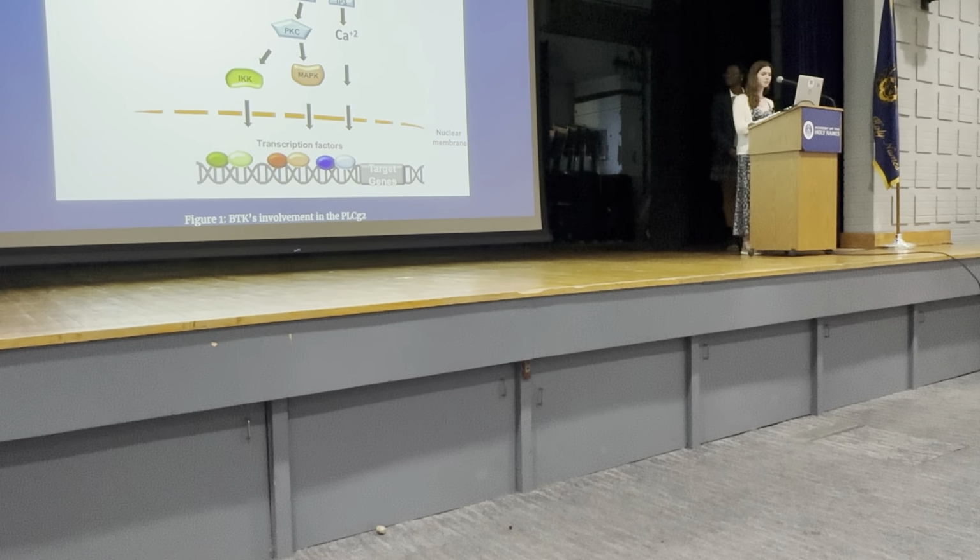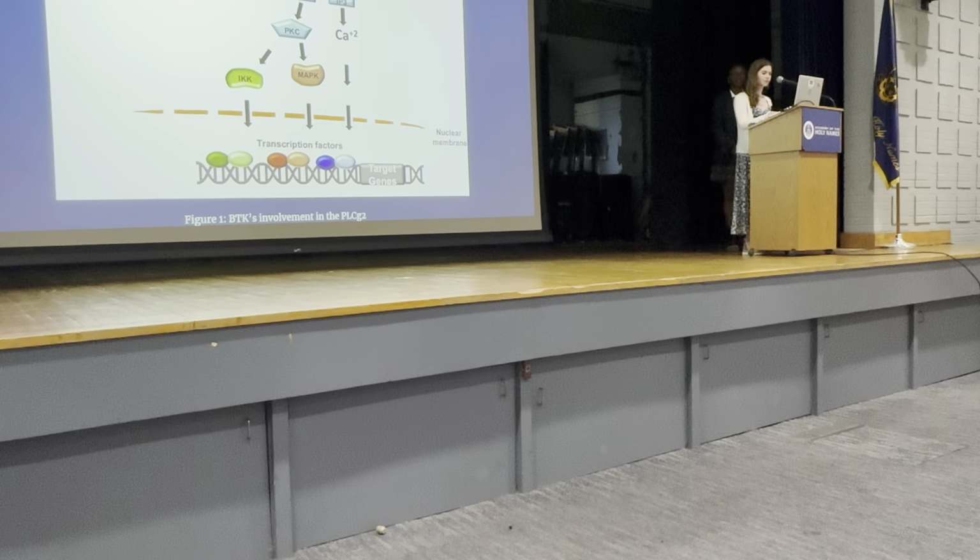This is the phospholipase C gamma 2 pathway. It's a signaling pathway that regulates calcium production and transcription factors. BTK is found in this pathway, acting as an important regulator which phosphorylates PLC gamma 2. PLC gamma 2 generates diacylglycerol and inositol triphosphate, which activates calcium ion release into the cytoplasm. Calcium ions are a signal that regulates glucose transport through the membrane.